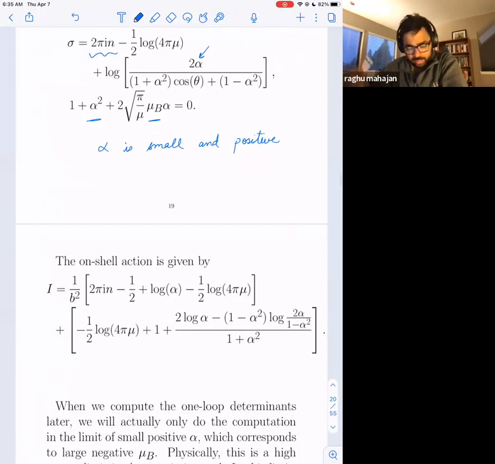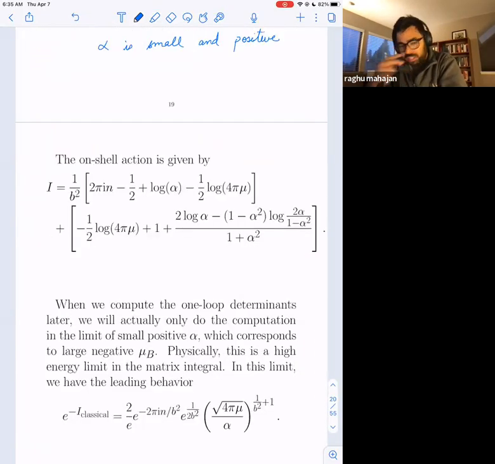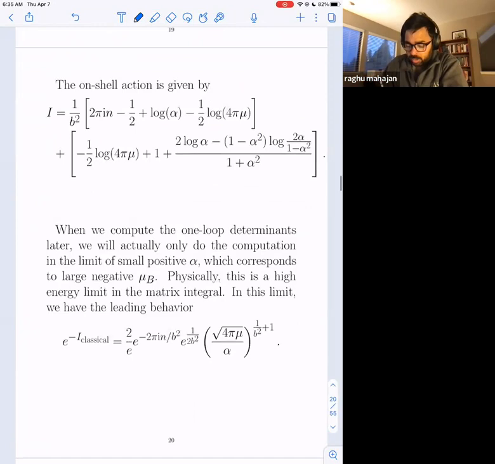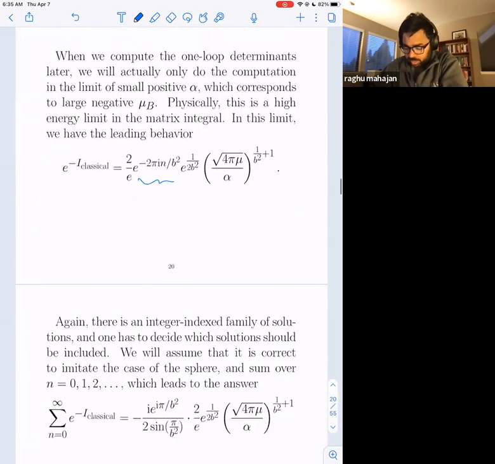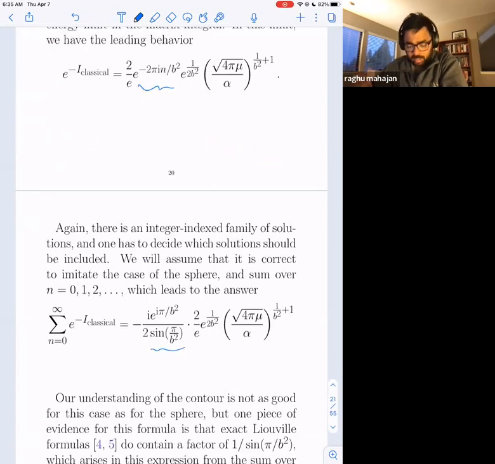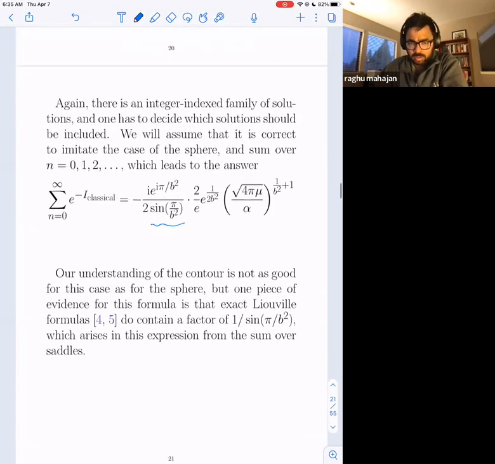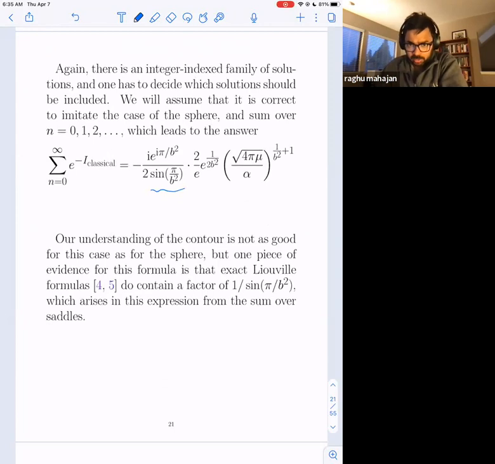So anyway, you can play the same game. You can compute the on-shell action. You can sum over the n's, find this factor, sum it over, get a sine. Everything is the same for the disk. There's no subtlety anymore. The only point is that the answers depend on this extra parameter alpha, which depends on the boundary cosmological constant.